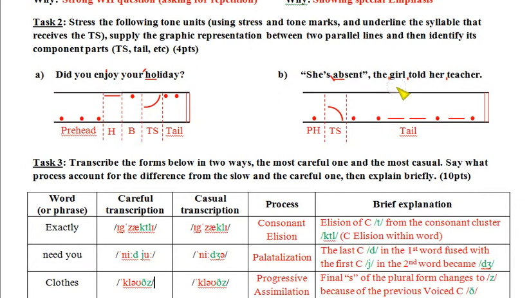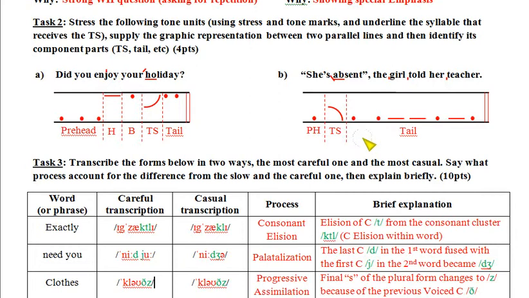"Girl" is a content word, so we'll have a long dash, low level. "Told," long dash, low level. "Her," low dot, low level. "Teacher" will have a dash and a dot, low level. All these, "the girl told her teacher," is called the tail.